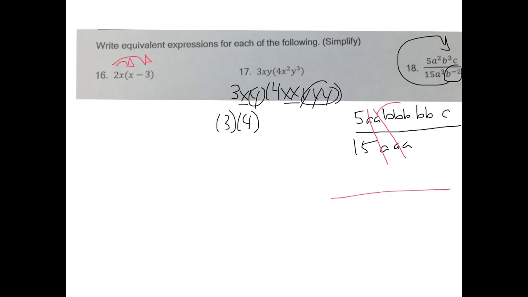So on top you're left with 1, 2, 3, 4, 5 b's and a c. Try that again. You're left with 5 b's and a c. On bottom you're left with just an a. So now you just need to figure out what does 5 over 15 equal. Okay, make sure you bring this in.